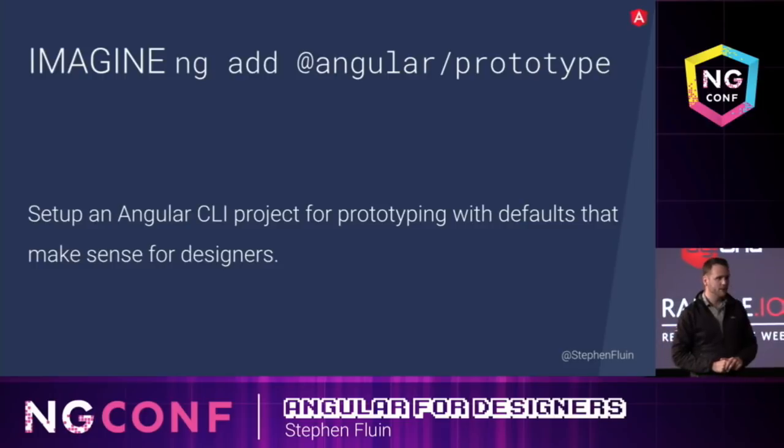So we talked a little bit about ng-add in the first keynote, where this is really adding capabilities to an application. But what if, by adding those capabilities, you need to remove something from the project? And so what if you ng-newed a new project, and then you could ng-add @angular/prototype? So that would theoretically set up an Angular CLI project, and then remove all of the things that designers don't care about. So things like tests.